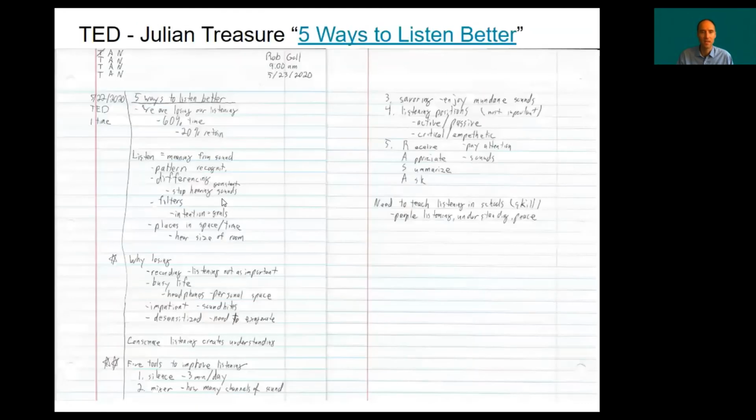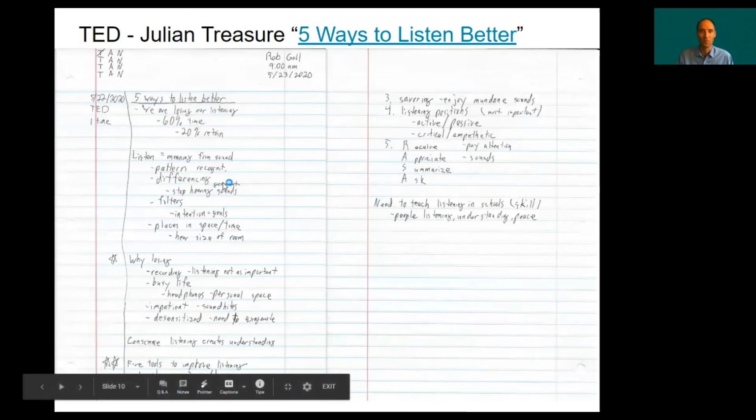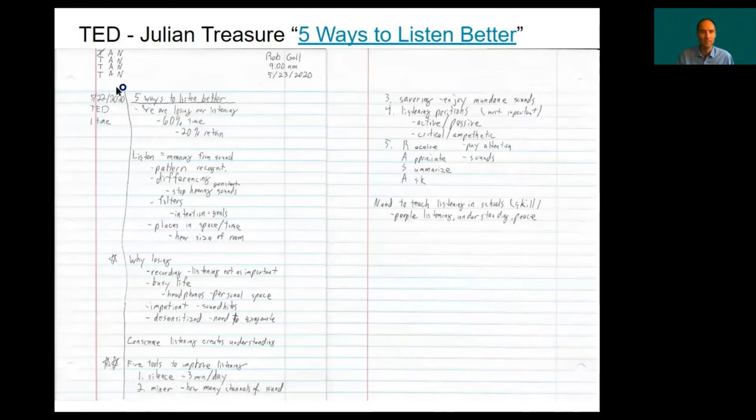So I'll give you an example. These are some notes I took while listening to a TED Talk, 5 Ways to Listen Better. So if you listen to that one, you could take your own notes, and then you can come look at my notes if you want. And these I did listen one time. These were taken while I was listening one time. So back to this slide.